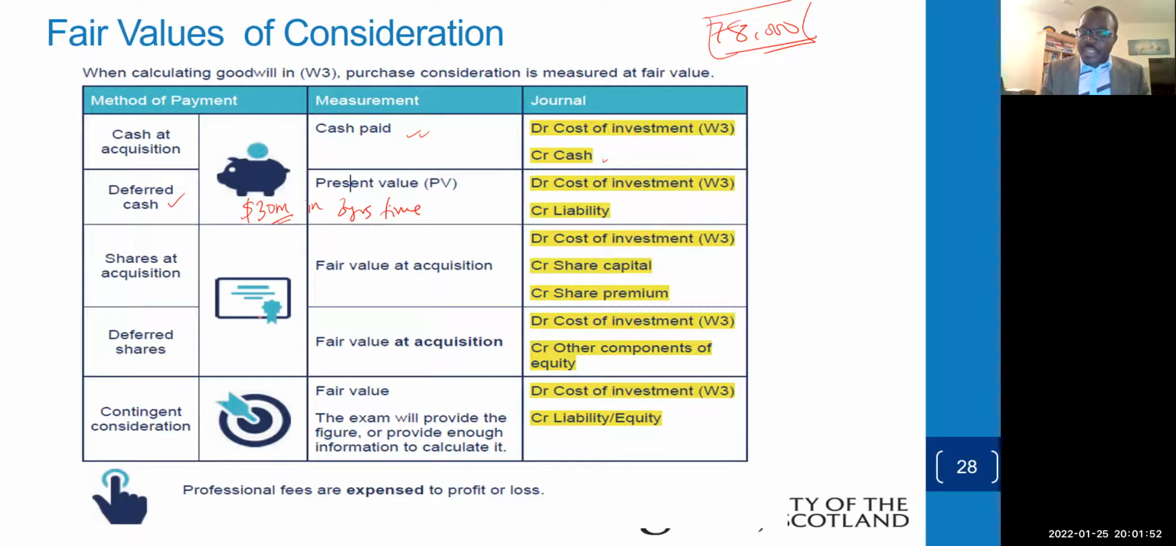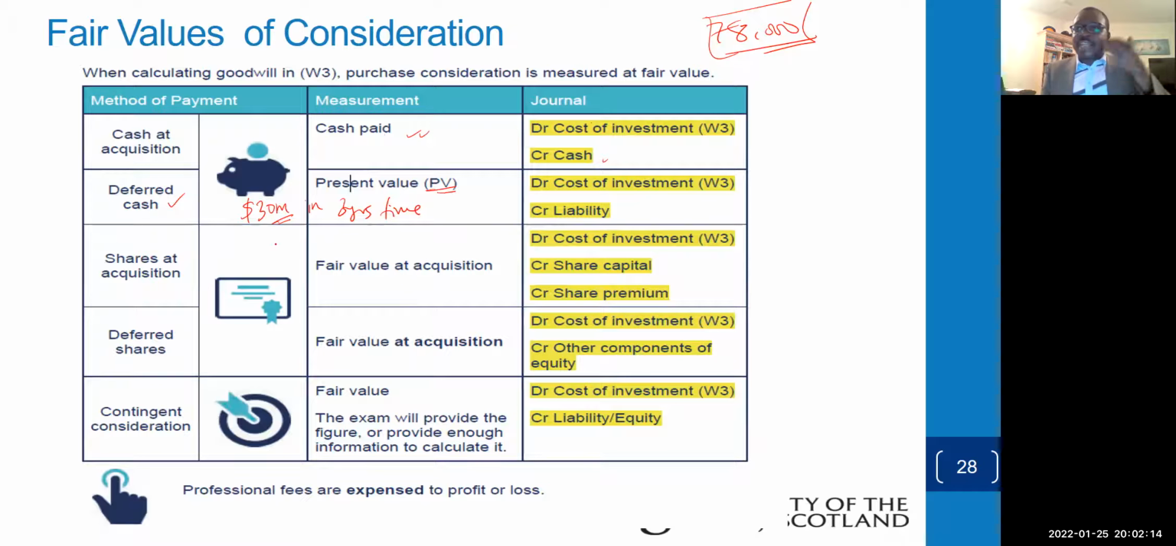If I promise you that I'll give you 30 million in 3 years, and I give somebody 30 million today, the one who has 30 million today is better off than you because he can invest and get interest on it. So the time value of money comes into play over here. In terms of deferred cash, we use the present value. We take an example and you will understand better.